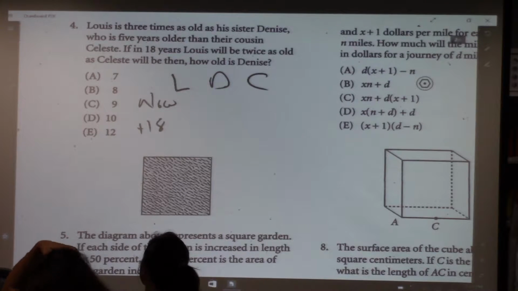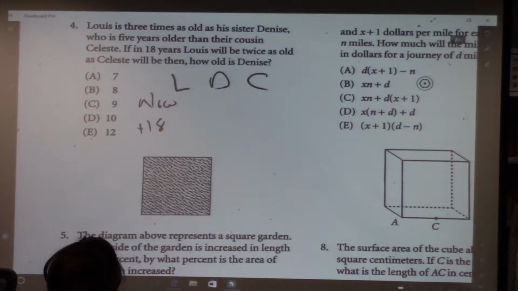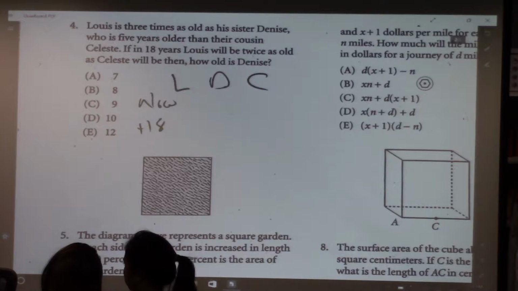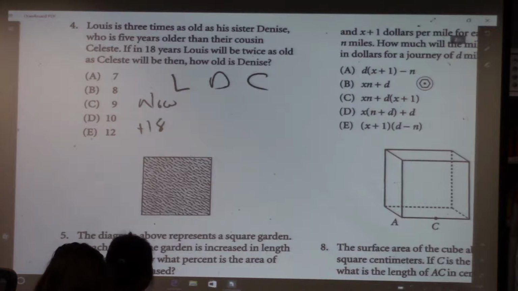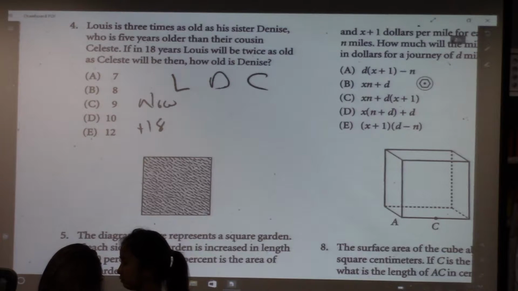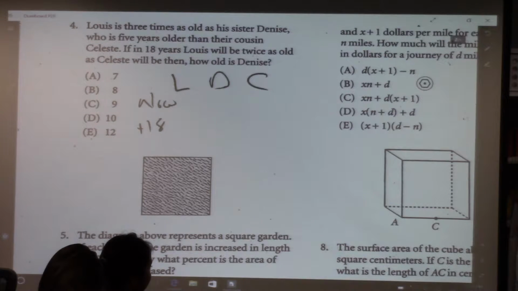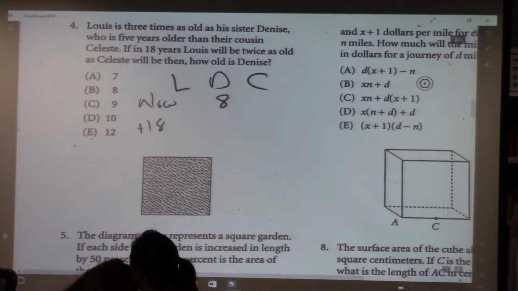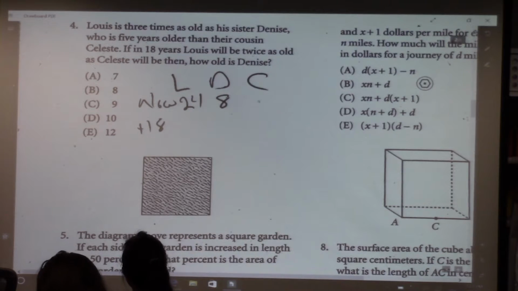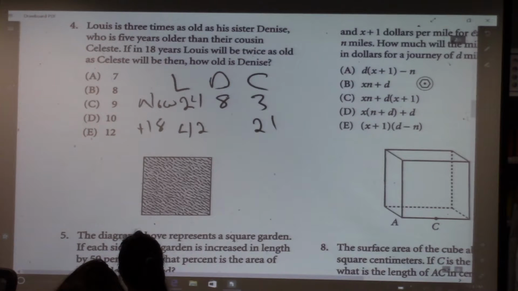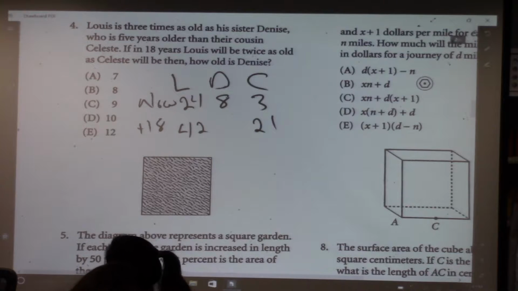Alright, so how old do we want Denise to be now? Who thinks they got it right initially? What'd you get? She said 8. Let's try it. So if Denise is 8, and Lewis is 3 times as old as Denise, that would make him 24. Celeste would be how old? 3. In 18 years, how old is Lewis? And in 18 years, Celeste is? Bam, twice as old. Perfect.